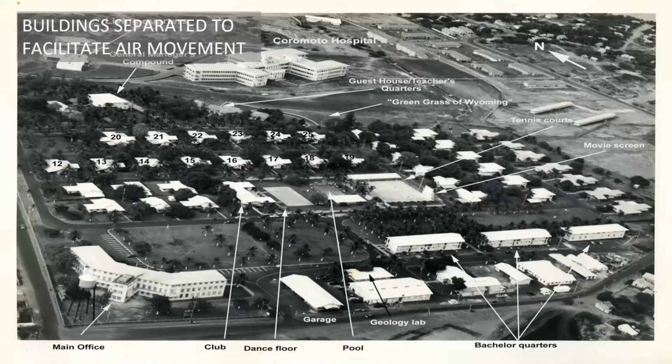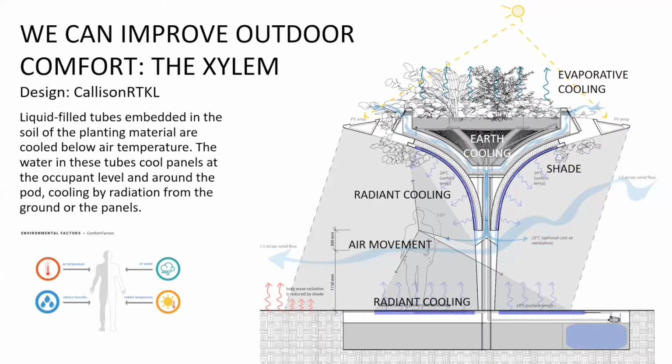Now, we can also improve these principles, and one solution that we developed in the office at CallisonRTKL is what we call the xylem, which is really looking at shade, looking at airflow, but then also embedding liquid-filled tubes in the soil and then cooling these below air temperature. And then the water in these tubes can cool panels that are close to the person, by the side of these planters, cooling by radiation. So we're looking at the physiological mechanisms through which we can achieve comfort. We're not only looking at air movement and temperature, but we're also looking at radiant temperature.